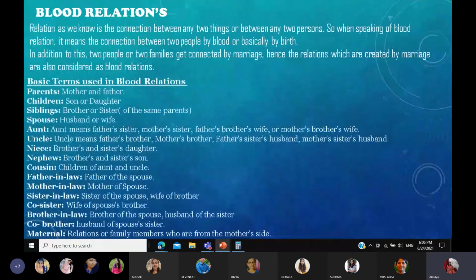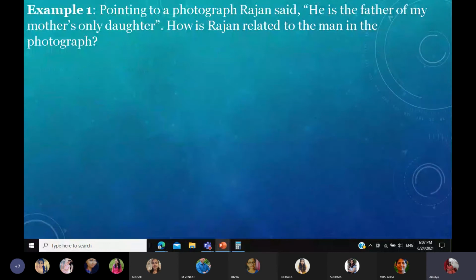Now, next topic, blood relation. As we know, relation is the connection between two things or between two persons. So speaking of blood relation, it means connection between two people by blood or basically birth. The basic terms we know in blood relation are parents, children, spouse, uncle, aunt, niece, nephew, and all. Now we go to the first problem.